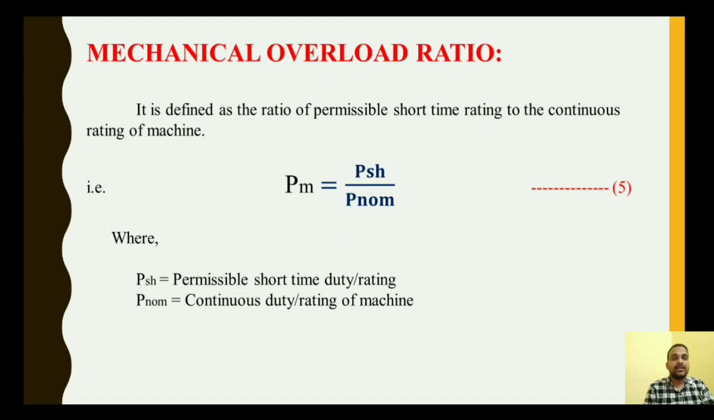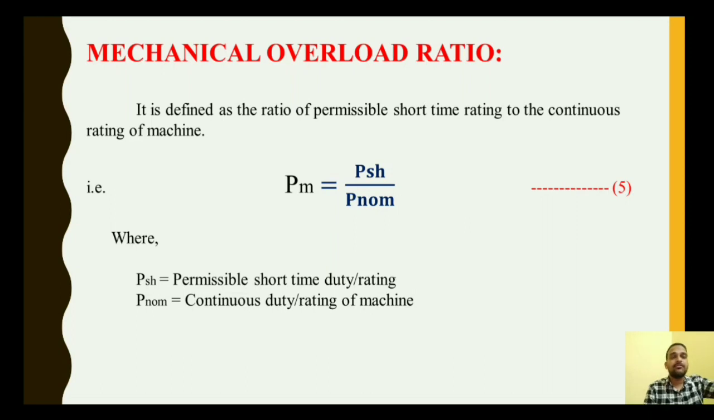Again, the heating overload ratio is Q_SH upon Q_norm, and the mechanical overload ratio is P_SH upon P_norm. Here we can see P_SH is nothing but the permissible short time duty, or the short time rating you can say, and P_norm is the normal continuous duty.